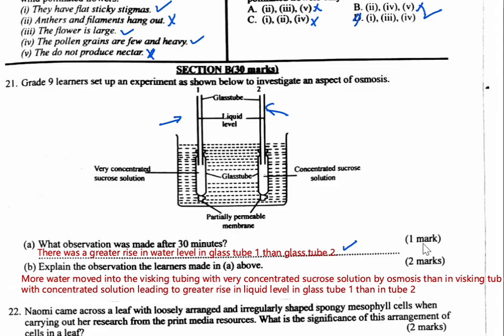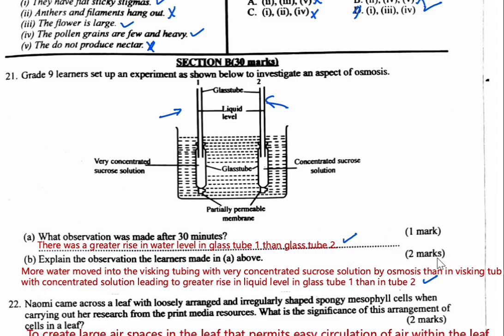Then part B. Explain the observation the learners made in A above. More water moved into the Visking tubing in the very concentrated sucrose solution by osmosis than in the Visking tubing in the concentrated solution, leading to greater rise in liquid level in glass tube 1 than in glass tube 2. Since this is very concentrated compared to this other one, more water will move in. That's why the water level rises more in glass tube 1 than in glass tube 2. So you get those 2 marks. Continue to question number 2.